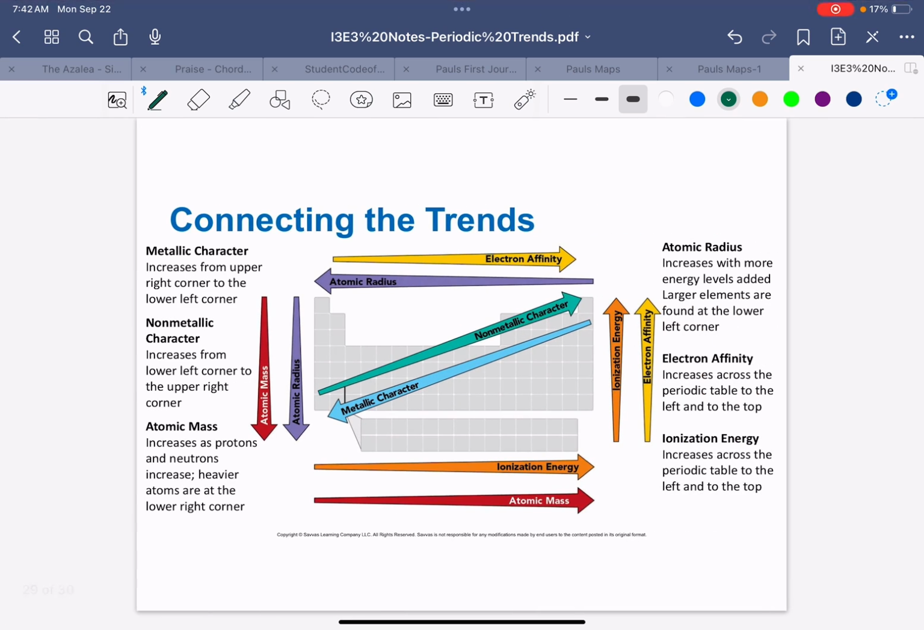So if we look at all the trends, we have metallic character, what we covered on day 1 of notes for experience 2. And then for experience 3, we covered a lot here today. We covered ionization energy, we covered atomic radius, we covered electron affinity, and what's not on here would be electronegativity.